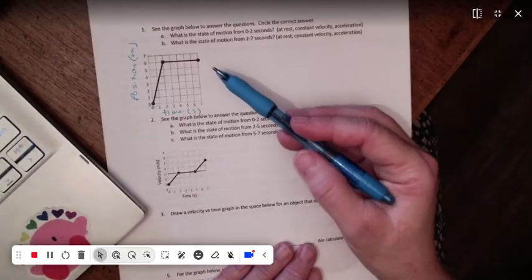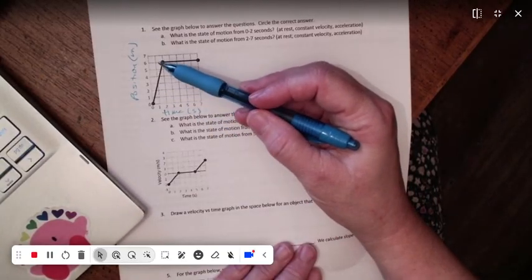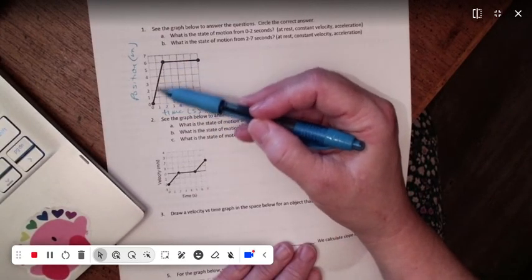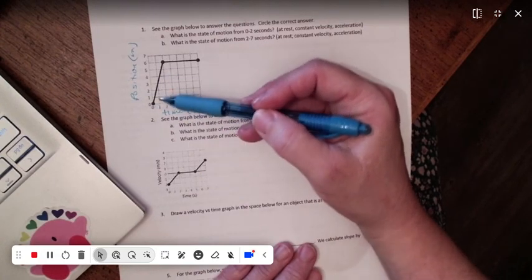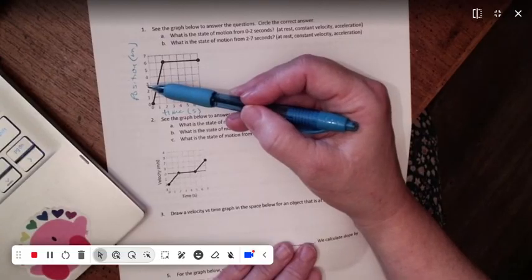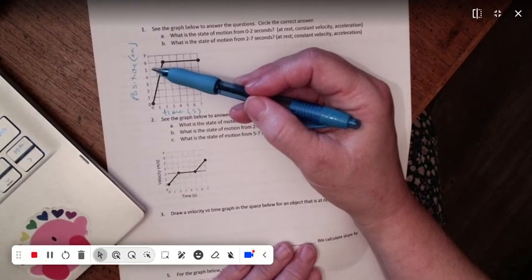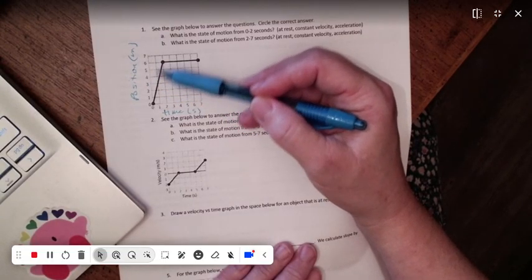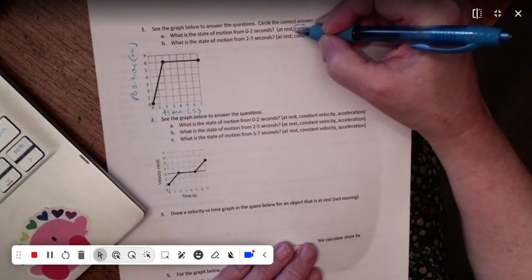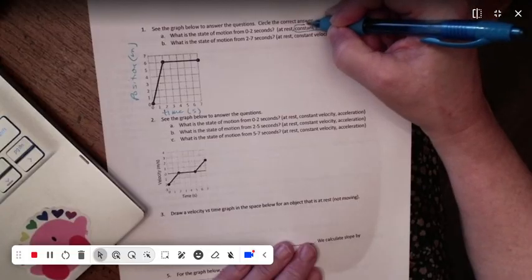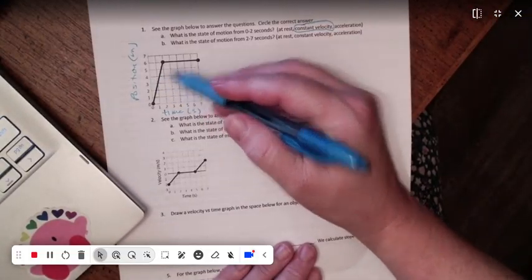Okay, so what's the state of motion from 0 to 2 seconds? From 0 to 2, we've got a slope here. It is a constant slope, so our change in position over our change in time gives us the slope, and that also gives us our velocity. So this is a constant velocity in this first section, okay?